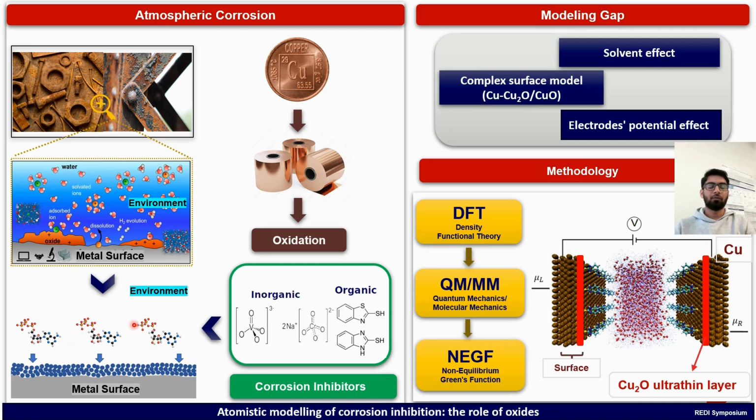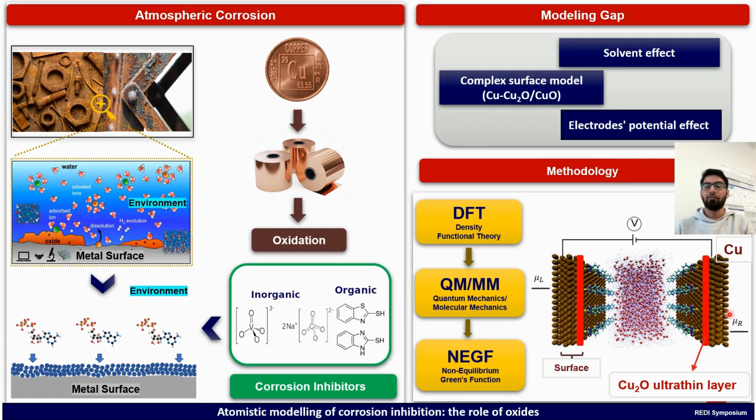Since experimental approaches cannot provide deep understanding of the adsorption mechanism, modeling approaches are utilized. People usually use bare metallic surfaces as a model, which does not provide a realistic picture of surface-inhibitor interactions. Therefore, in order to get a realistic picture of these interactions, a complex surface model which contains metallic surfaces covered with oxide layers is used in order to determine the solvent effect and electrode potential effect on surface-inhibitor interactions.